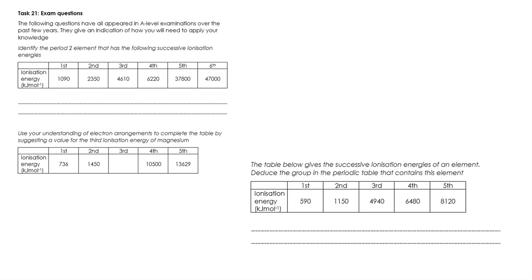Well, if we look at this, we can see the big jump is after the 4th electron has been removed, before the 5th electron is removed. That tells us it's group 4. Because it's period 2, I look at group 4 in period 2, that tells us it's carbon.